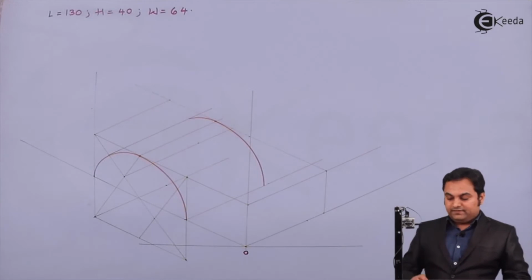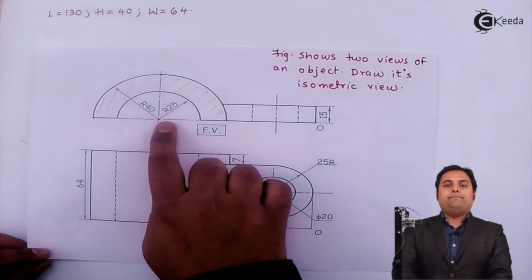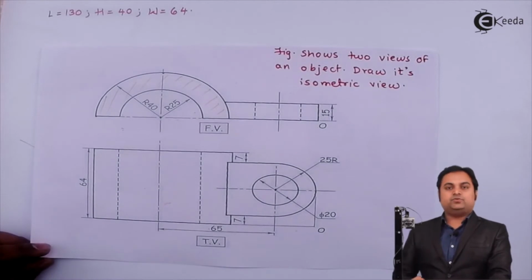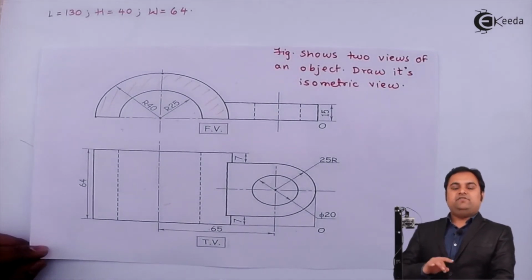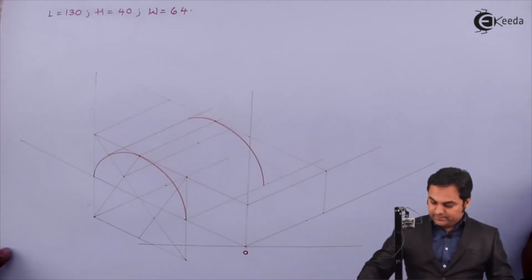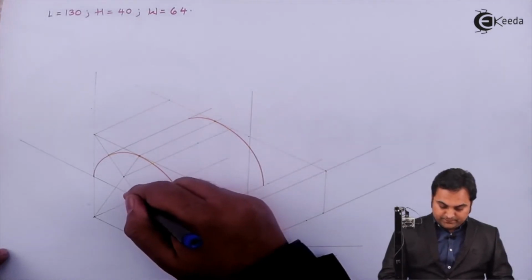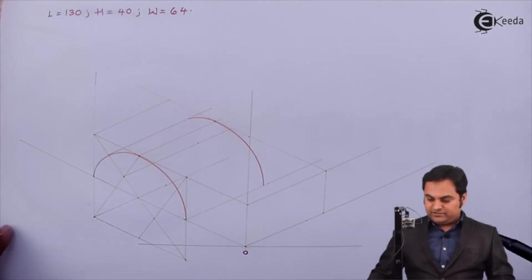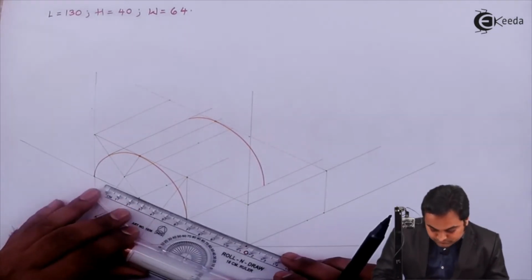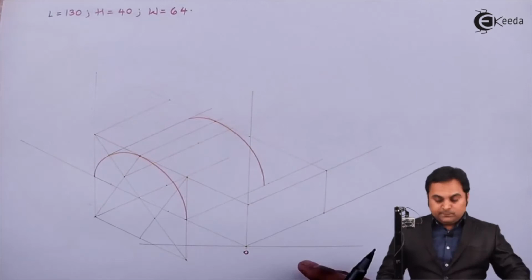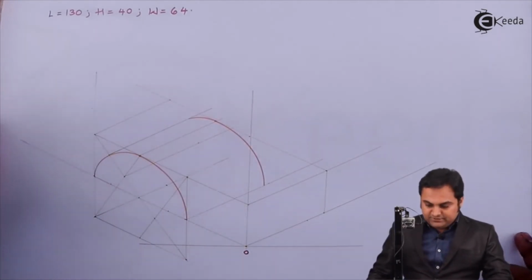Then inside this semicircle there is another semicircle of radius 25 mm. So the procedure will be same. Since we have to draw the semicircle, radius is 25, so diameter becomes 50 mm. I will first have to draw the parallelogram of 50 mm sides. So here is the center of the parallelogram. Now from this center, I am going to mark 25 mm distance on one side, 25 on the other side. Then through these points, I'll draw vertical lines.